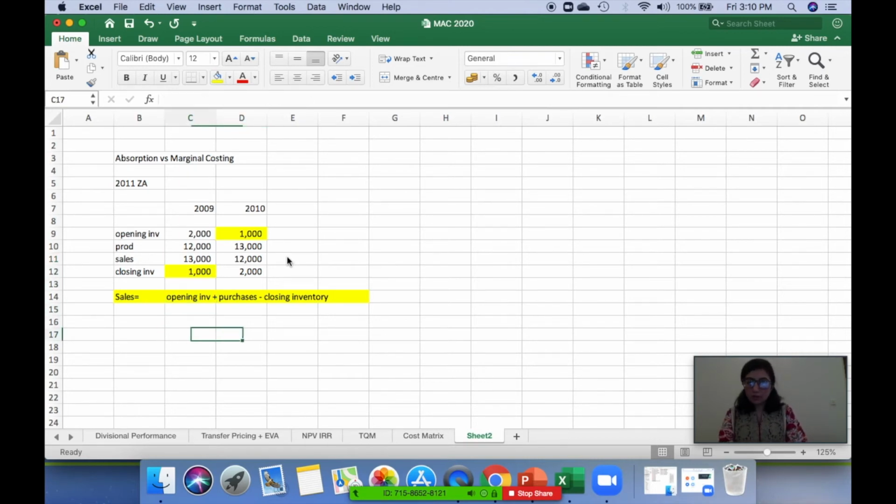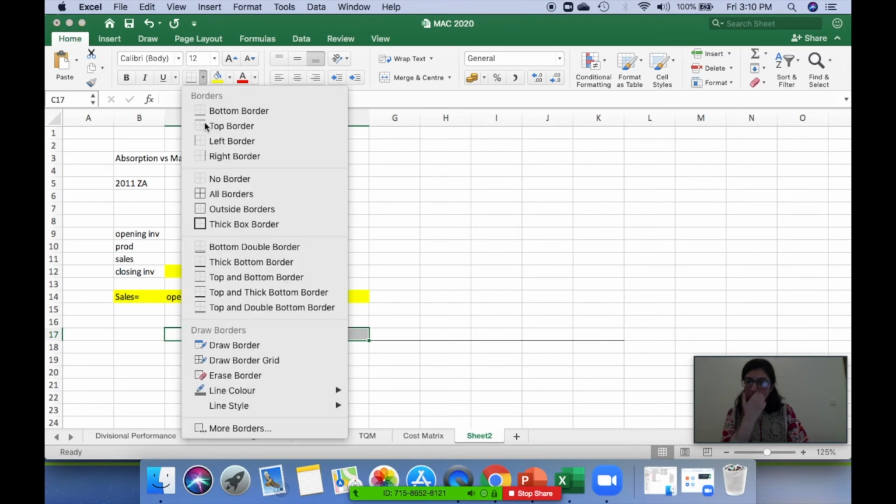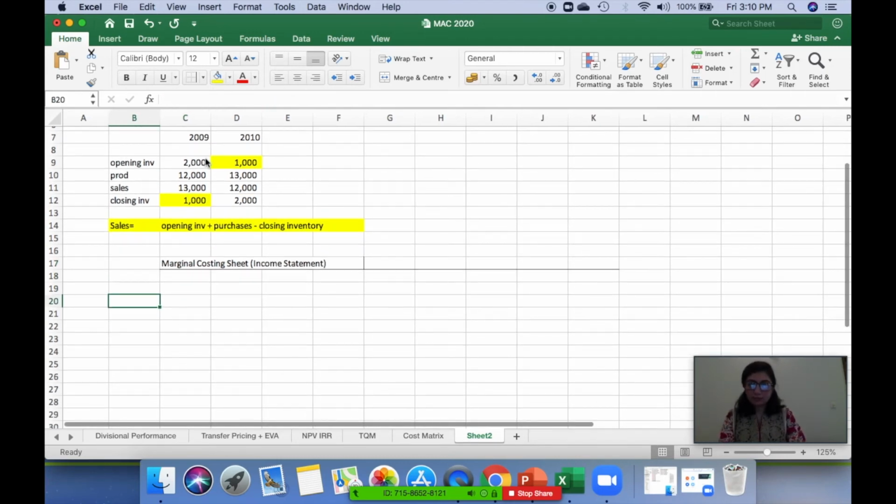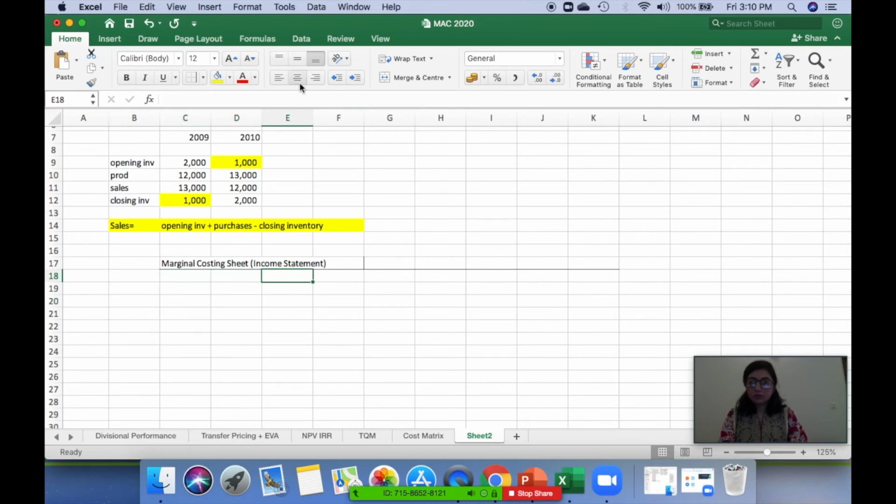Alright, so I'm going to give a heading here. I'm going to segregate it a bit through making borders. So this is going to be the marginal costing sheet, and I'm going to make an income statement because income statement is what you're going to make to actually calculate your contribution. You already know that by now because you've done principles of accounting, right? So I'm going to make a format here, and the format of an income statement is to create dollar signs.